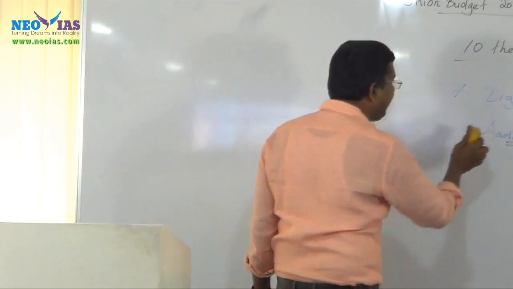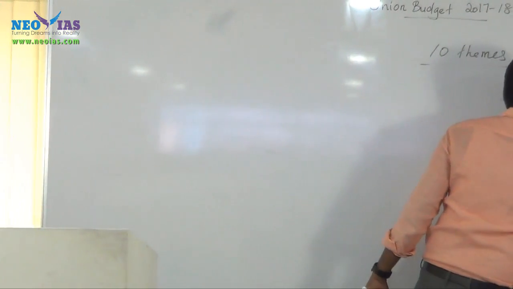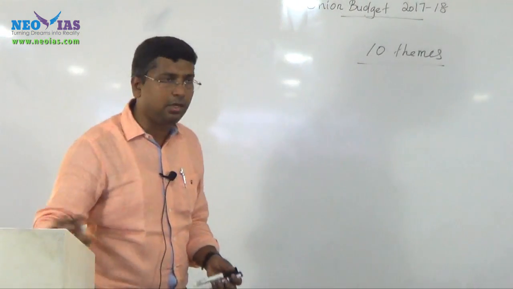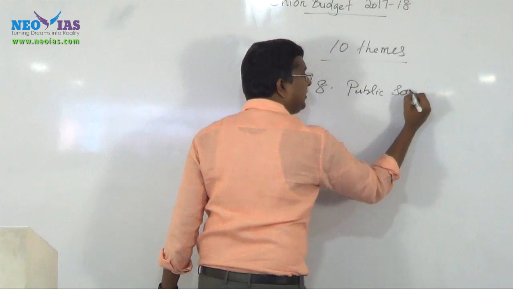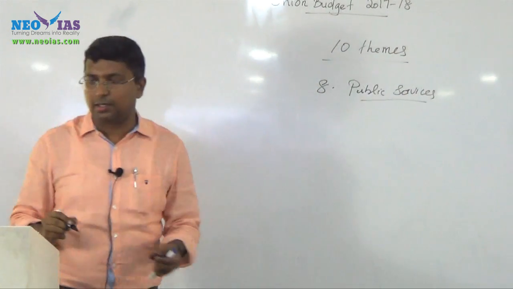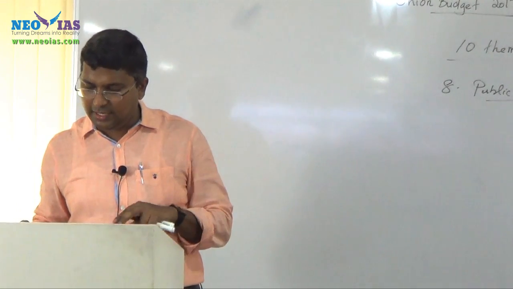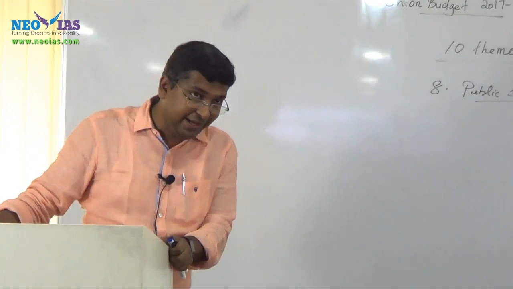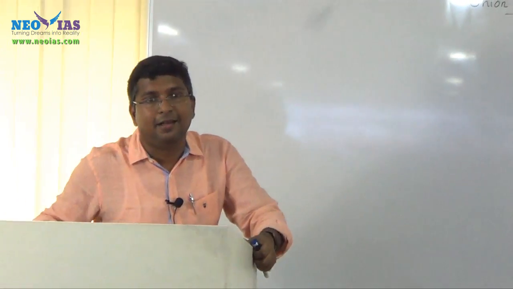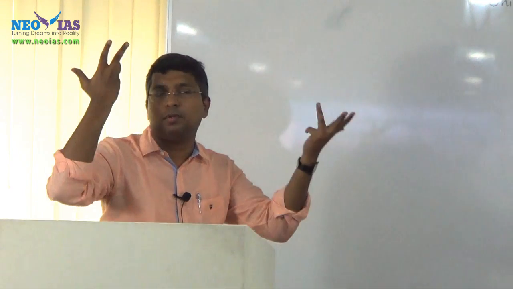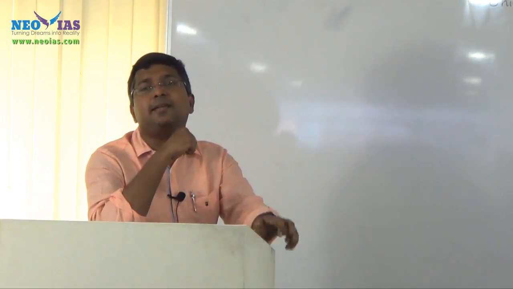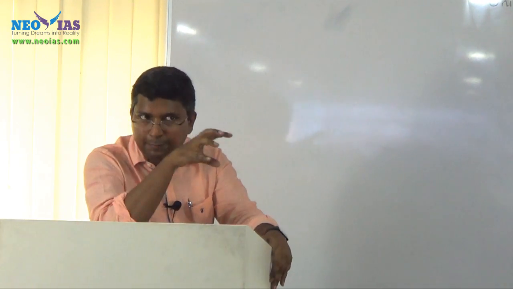Then the next theme, the 8th theme, is public services. Now what initiatives has this budget taken for public services? The major initiative is in relation to economic defaulters like Mallya, who have taken loans and are not giving them back. The government is planning to introduce a law to confiscate their property. So it is proposed in this budget.